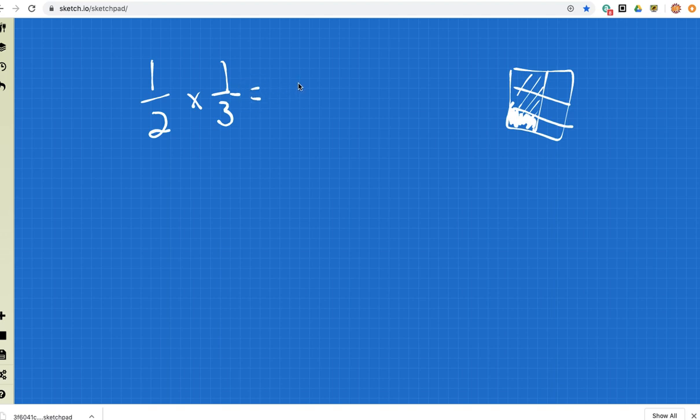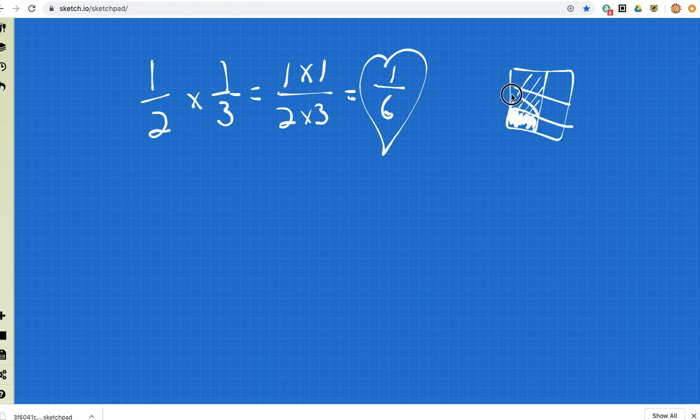But the math on it is actually pretty easy. I'm still just going to do one group of 1 up here, and I want to have 2 times 3 down here. And that's going to give me 1 times 1 is 1, 2 times 3 is 6. That's going to be 1/6, which can't be simplified. And if you see on the model, that's what we got over here too.